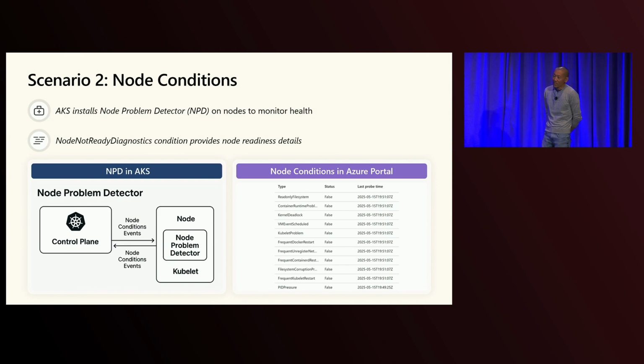Now, node conditions don't always have answers to all your problems straight away. So we're adding a new node not ready diagnostic condition that will give us more information about what is actually failing on the node when the node goes not ready. In particular, we plan to show basically top offenders when it comes to CPU, memory, I/O, networking, so that we can point you in the right direction so that you can know what to fix.